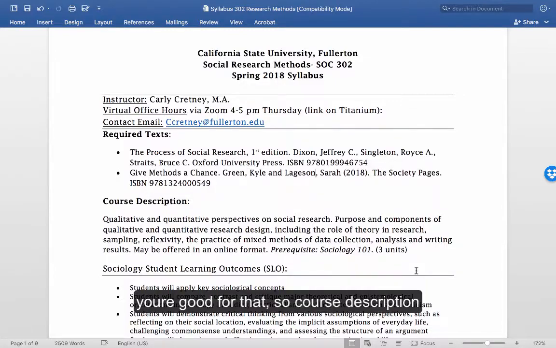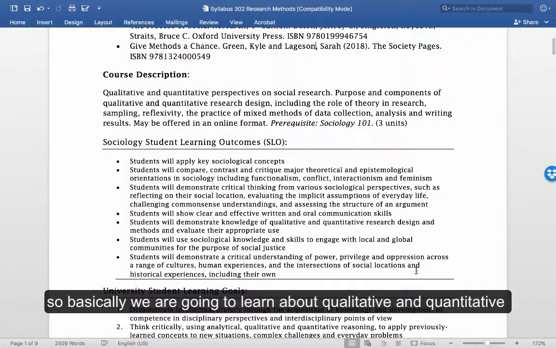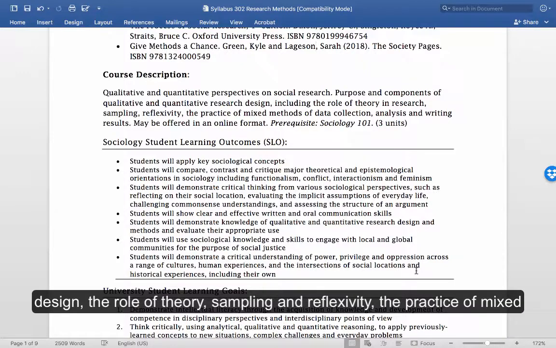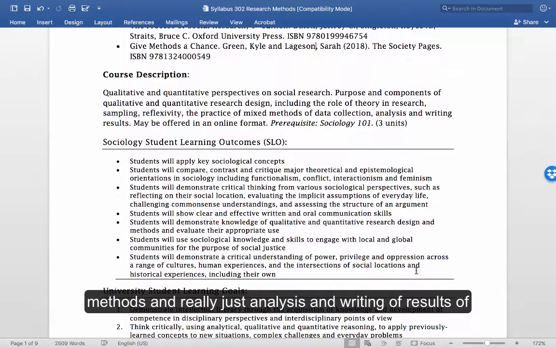All right. So, course description. So basically, we're going to learn about qualitative and quantitative perspectives on social research. You guys are going to learn about design, the role of theory, sampling, reflexivity, the practice of mixed methods, and really just analysis and writing of results of all these things you've collected.